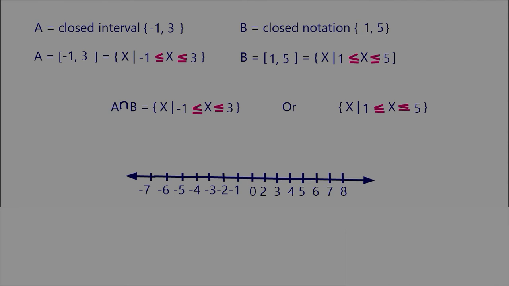Let's do the last example, so we want to start by plotting the value of the first set on this number line. We start at -1 with a closed circle and also stop at +2 with a closed circle. We move along to set B and draw a closed circle at 1 and also a closed circle at 5.